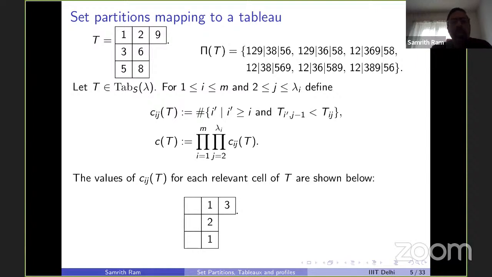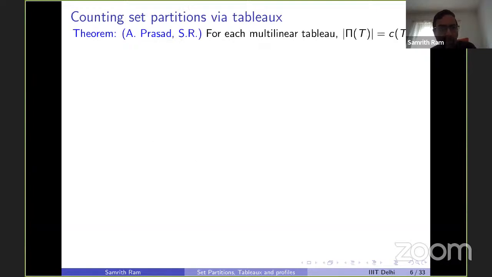And it can be shown that this C^T, which is the product of all of these entries, is in fact going to give us the cardinality of Pi_T, which is what the next theorem says. In this case, C^T is the product of these entries, which is 2 times 3, it's just 6. So for any tableau, the cardinality of this Pi_T is simply given by C^T.